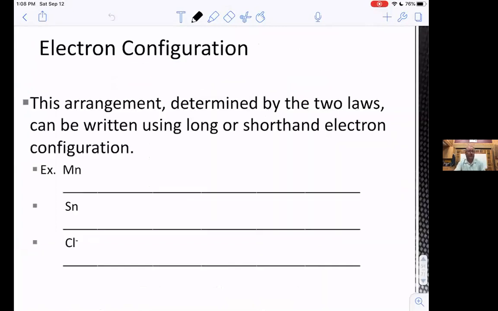Okay, so I think I got it figured out. All right, so we're going to go do a couple of electron configurations. Let's do manganese first. So I put a periodic table in here.